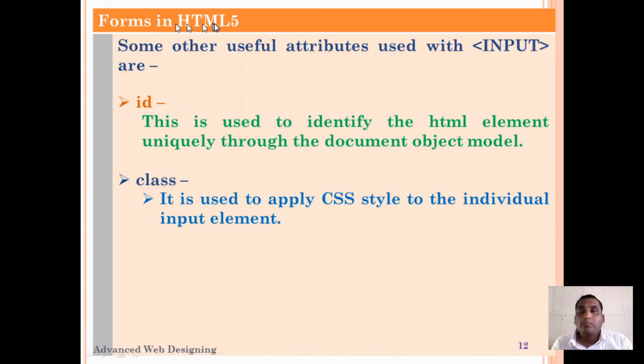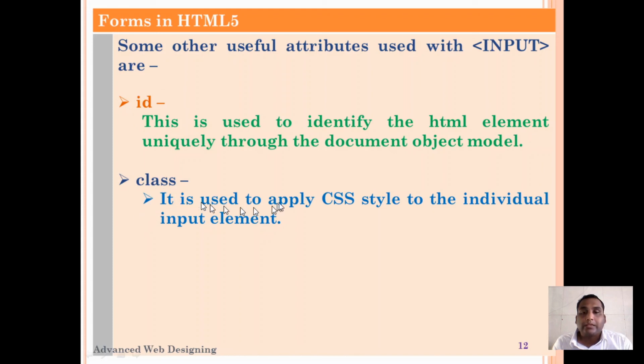Then we have forms in HTML. Some other useful attributes used with input are ID and class. ID is used to identify the HTML element uniquely through the document object model into a scripting language. If I want my input type to be identified, then I make use of the ID attribute.